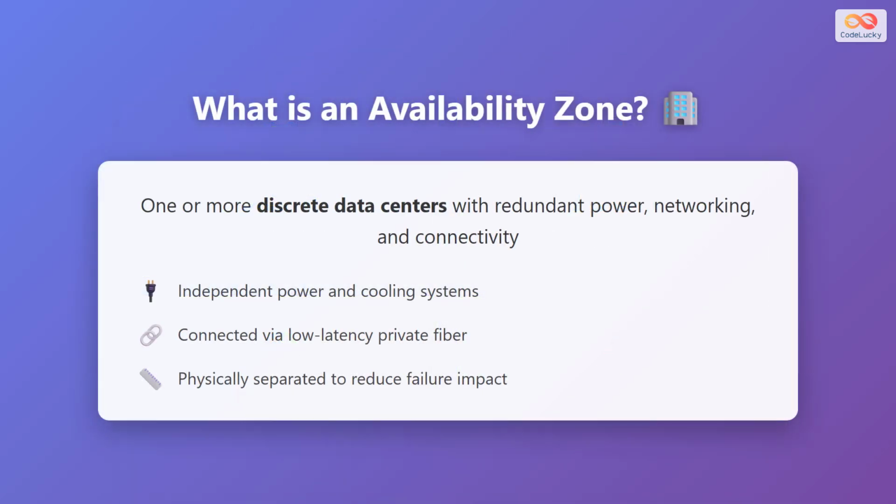An availability zone, often abbreviated as AZ, consists of one or more discrete data centers. Each availability zone has its own redundant power supply, networking infrastructure, and connectivity. Think of each AZ as a fully independent data center with its own utilities. Availability zones within the same region are connected through low-latency private fiber optic networks, allowing fast communication between them. Importantly, these zones are physically separated from each other by meaningful distances. This separation ensures that if a disaster like a flood or power outage affects one zone, the others remain operational.